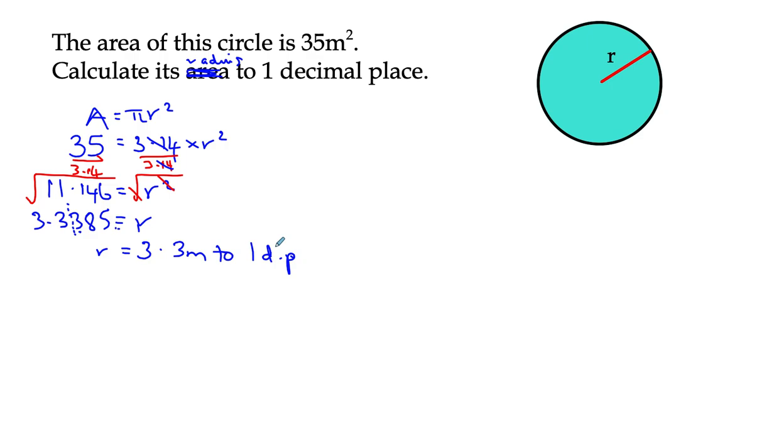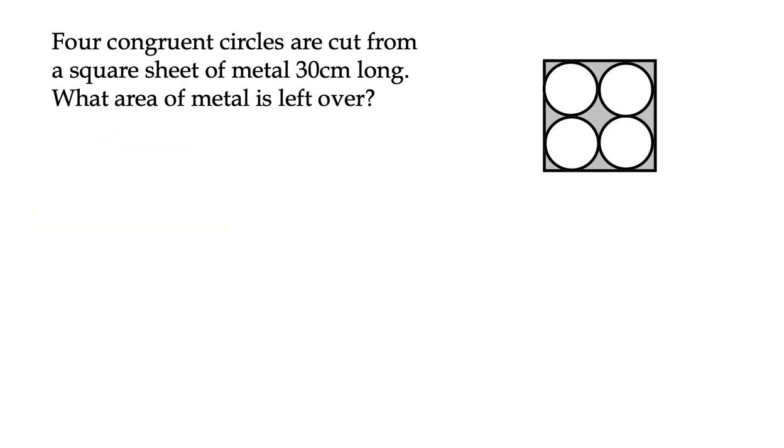And just another wee problem solving question about area. It says 4 congruent circles are cut from a square sheet of metal 30 centimeters long. What area of metal is left over? That's the kind of grey bit, I would imagine. So congruent means identical, exactly the same. Are cut from a square sheet of metal.